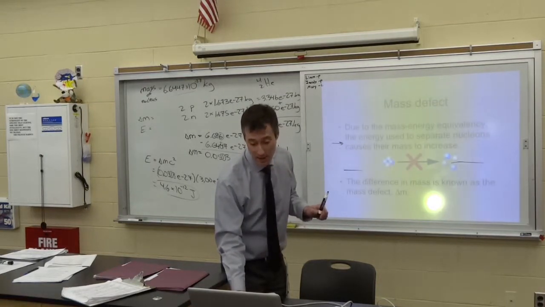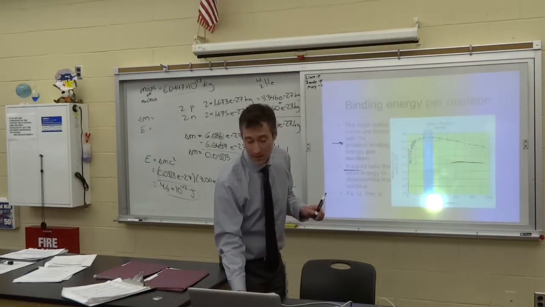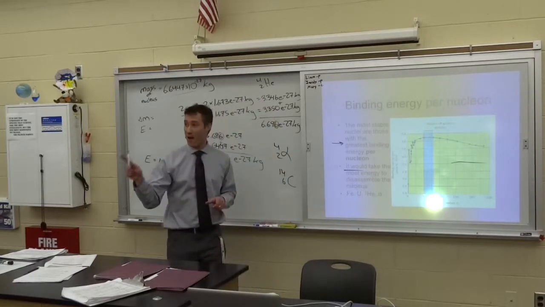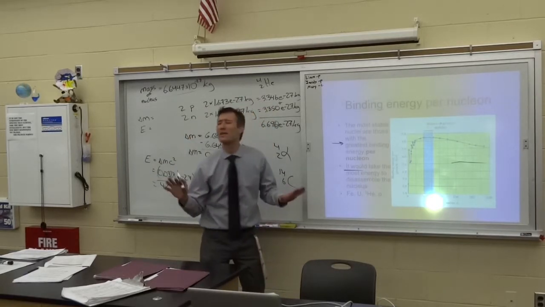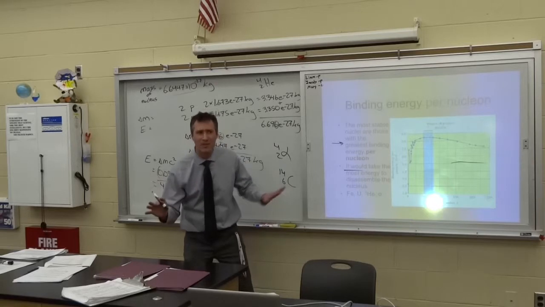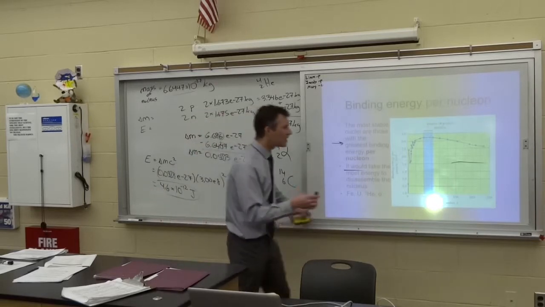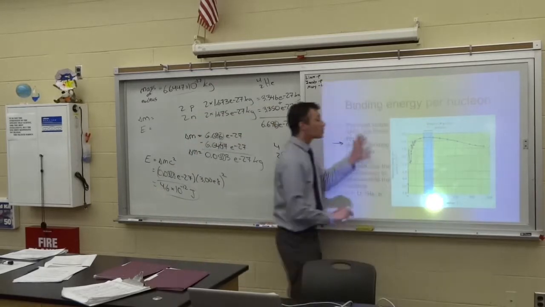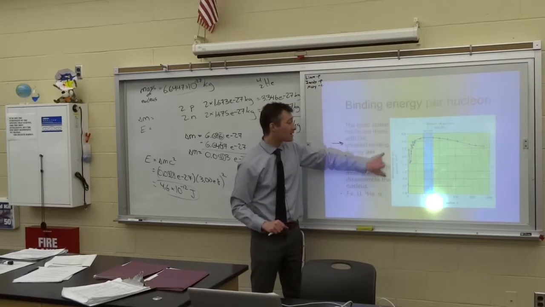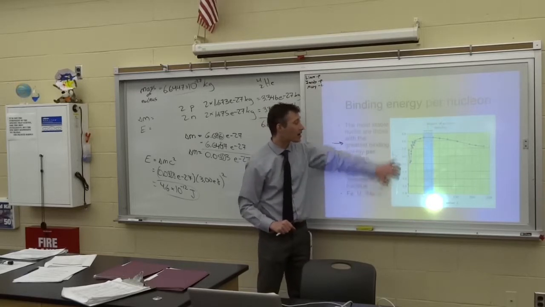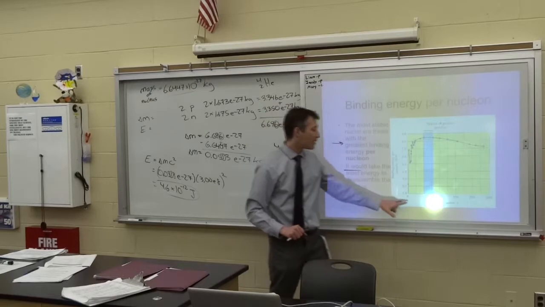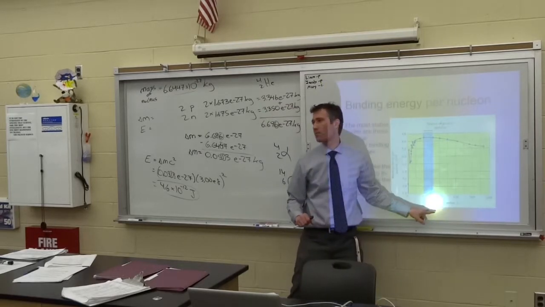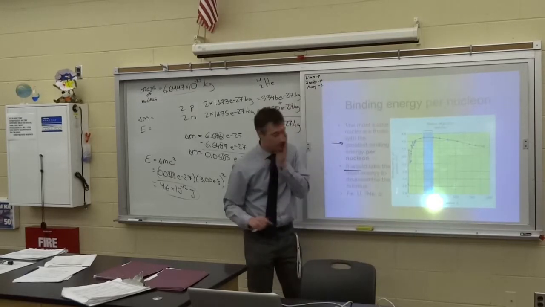But I don't mind taking a quick look at a graph. We still have 3 minutes. Right? It's not enough time for an example, but it's enough time to keep talking about some other stuff. So this graph has binding energy per nucleon on the y-axis, and then nucleon number, mass number on the x-axis.